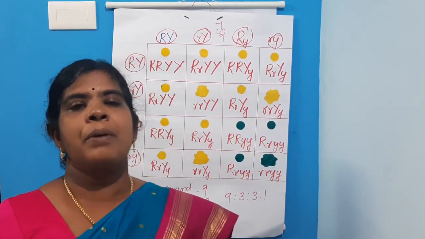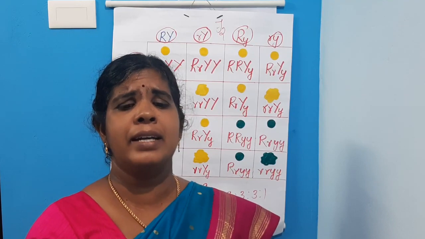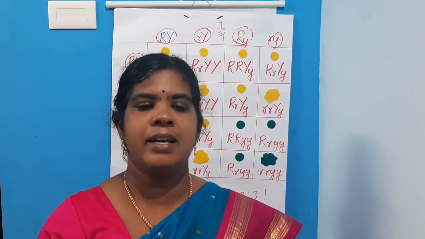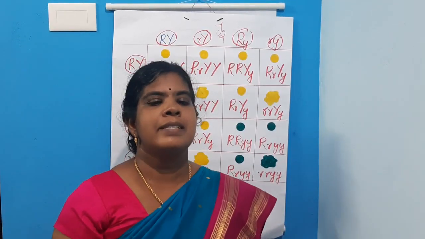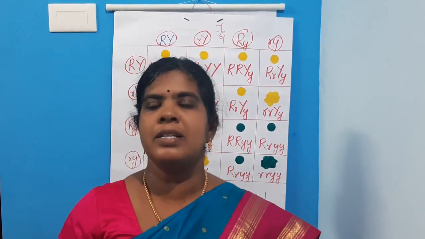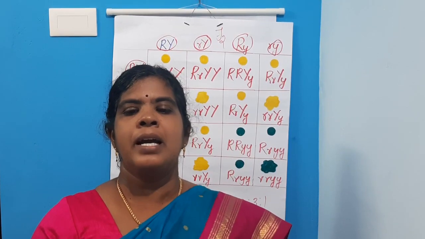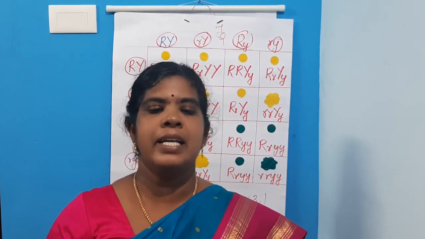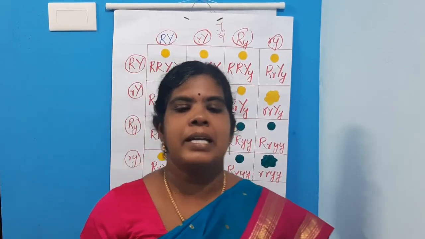So from this experiment, based on monohybrid and dihybrid crosses, Mendel stated 3 laws. First law is law of dominance, second one is law of segregation, and third one is law of independent assortment. From monohybrid and dihybrid processes, Mendel stated 3 laws. These are called Mendel's laws of heredity.